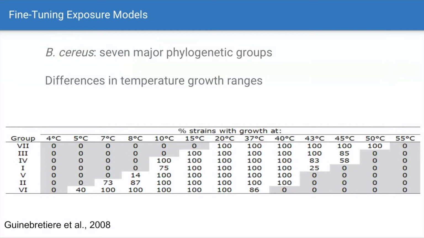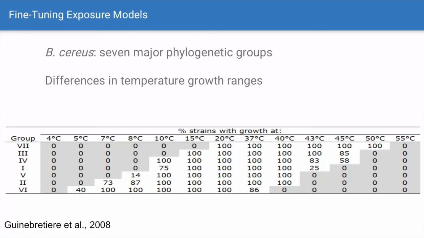A couple of compelling examples of why this is important. This is work published back in 2008, looking at Bacillus cereus and how it's been divided into 7 major phylogenetic groups. Looking at group 6 at 7 degrees, you can see at the bottom left-hand corner, 100% of strains in group 6 will grow at 7 degrees, while in groups 7, 3, 4, 1, and 5, no growth is registered.